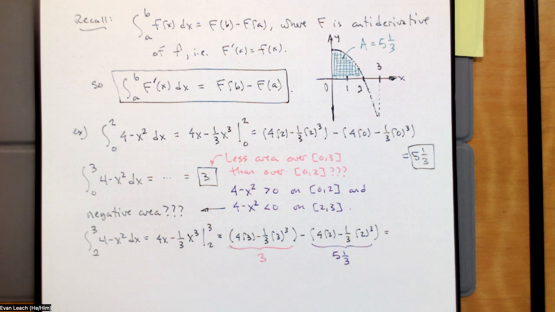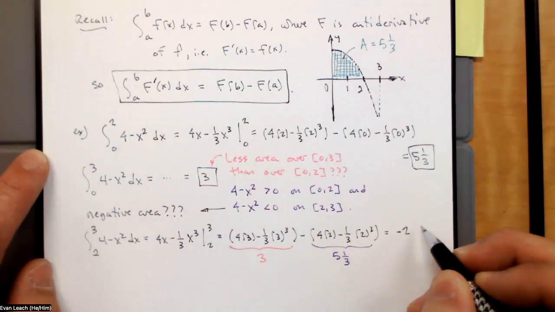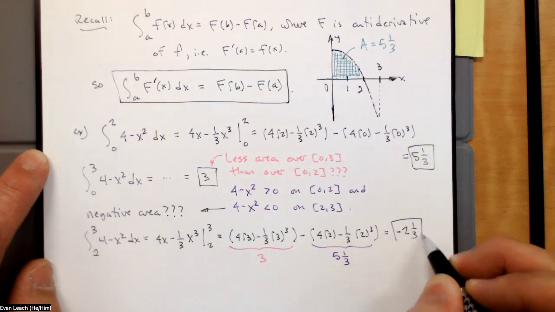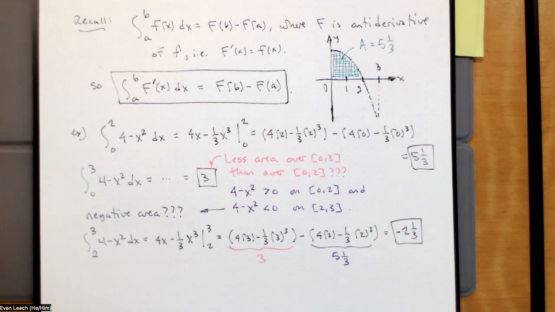So notice that if we take 3 minus 5 thirds, that is the difference that we were looking for. 3 minus 5 thirds is negative 2 1/3. And so that's what happened. When the function we're integrating is below the x-axis, the definite integral calls that area negative. And so we accumulated 5 1/3 units of area from 0 to 2, and then from 2 to 3, we lost 2 1/3 units of area, leaving us with 3 total.